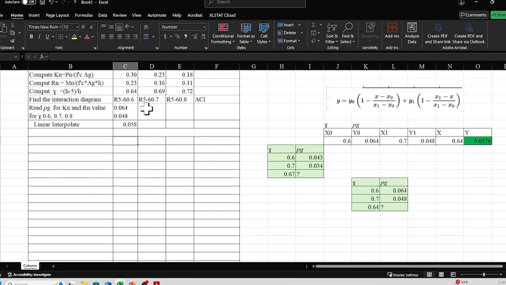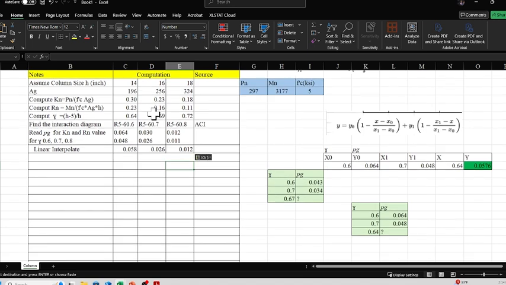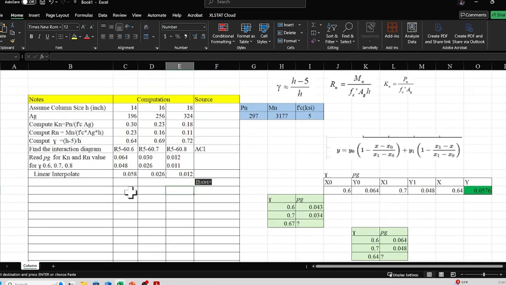Okay, we're going to do the same thing over here. You can go ahead and practice if you want. These are the numbers that came out for 16-inch diameter and 18-inch diameter, and our linear interpolation came out this way. Now, once we have this, we look at the number we just calculated for the 14-inch, that's the rho, which came out to 0.058.